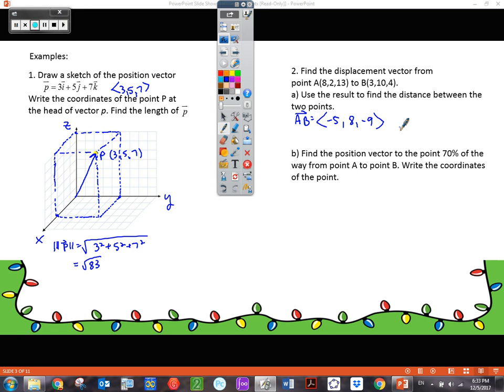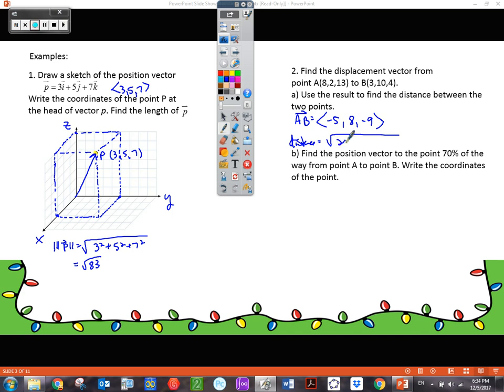That's what a displacement vector from point A to point B looks like. Now we want to use that result to find the distance between the 2 points. So basically the distance between the 2 points is simply the magnitude of that vector, right? That's all it is. So our distance is basically the magnitude of that vector.